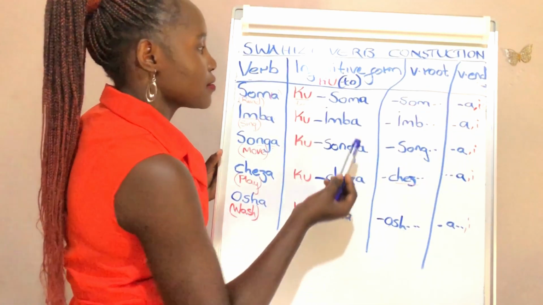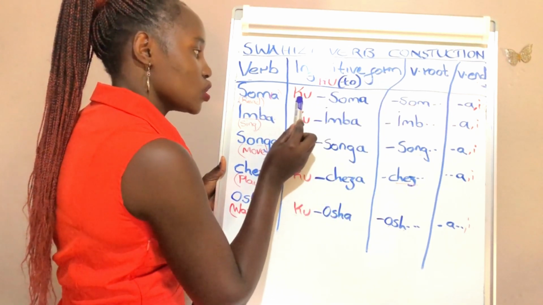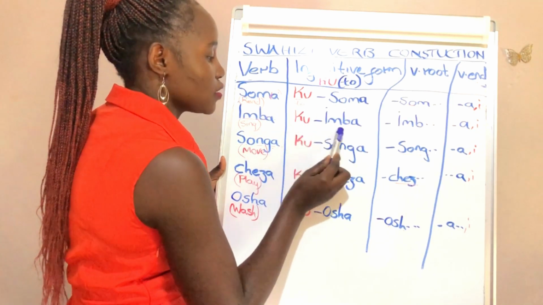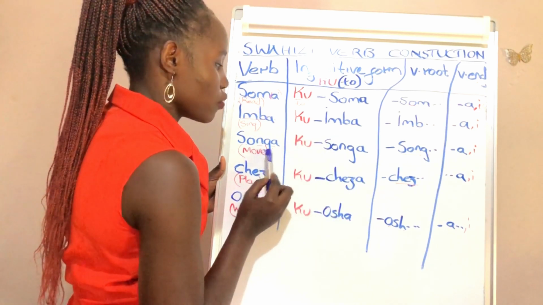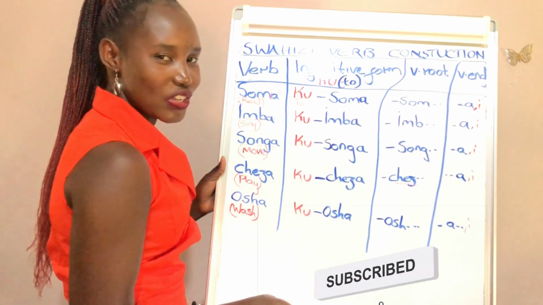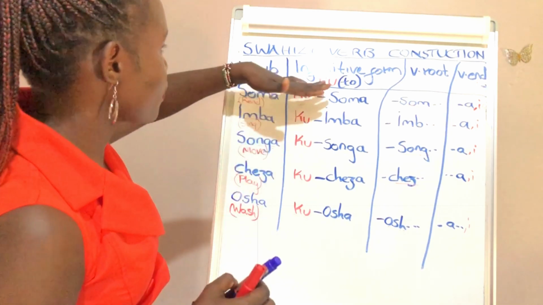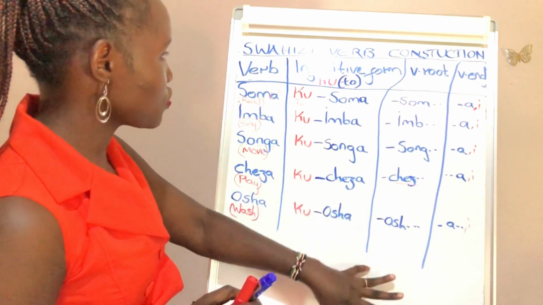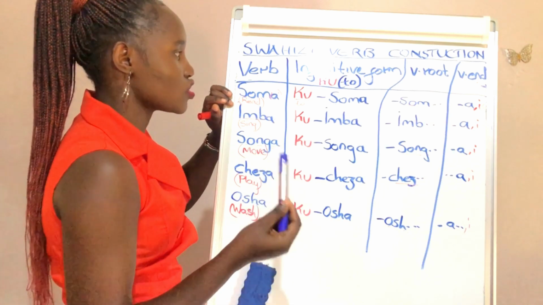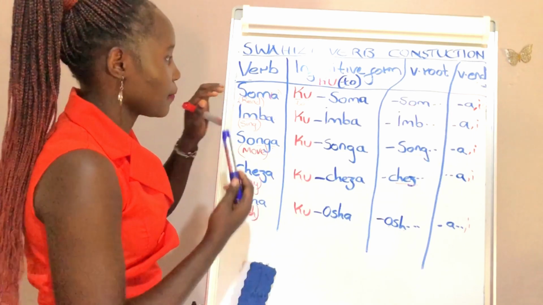What you have to note here is that the infinitive form in Swahili, you just add ku to mean to. Kusoma, to read. Kuimba, to sing. Kusonga, to move. Kucheza, to play. Kuosha, to wash. As simple as that. Now, let's keep going since we have already seen all that contains the verb construction. Before the end of this video, we are going to use these same verbs to construct sentences in present tense.